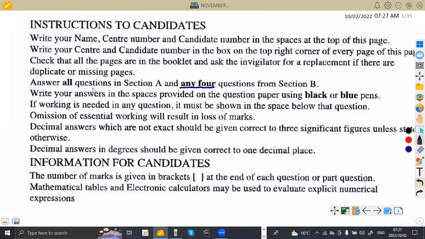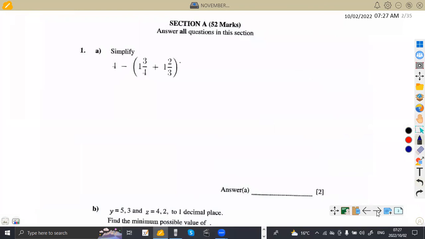And section A, as we know that you're supposed to answer everything, so not wasting much time, we're going to quickly rush through the questions and see what we're given. So the first part was to simplify. You're given 4 minus a bracket of 1 and 3 over 4 plus 1 and 2 over 3. All right, so this is what we are being given to simplify or to evaluate. You're not given to write our answers as a decimal or as a fraction, just to simplify.